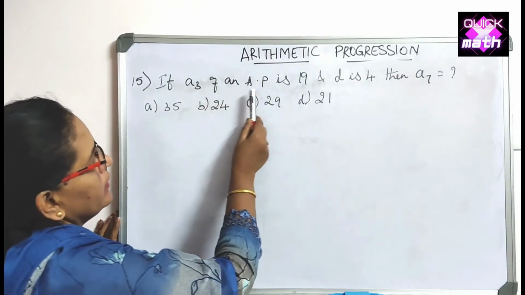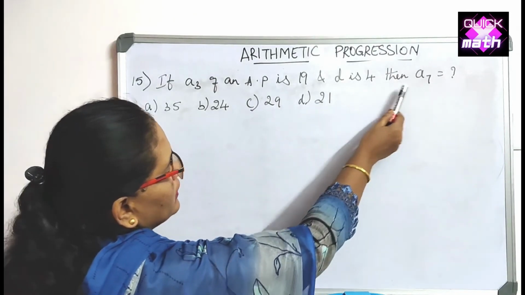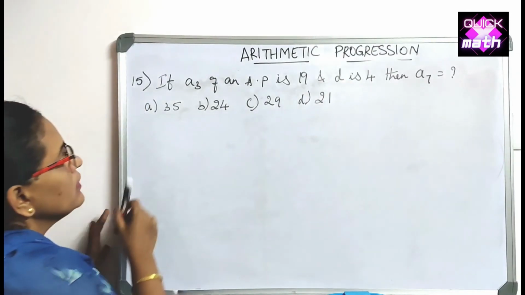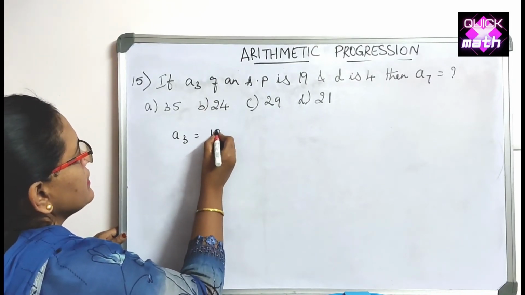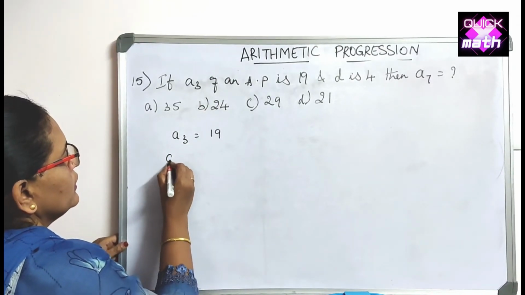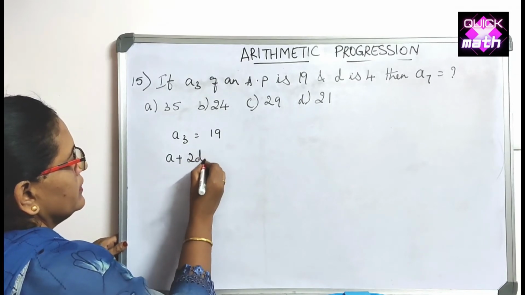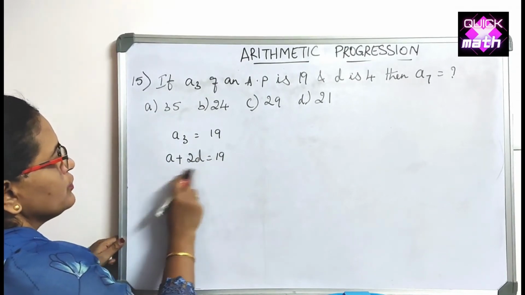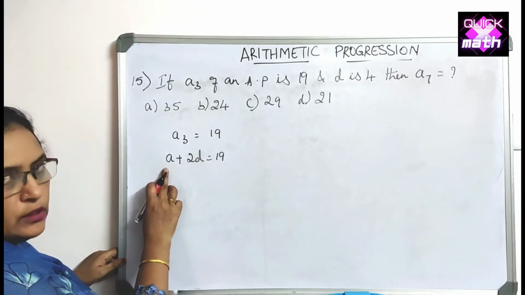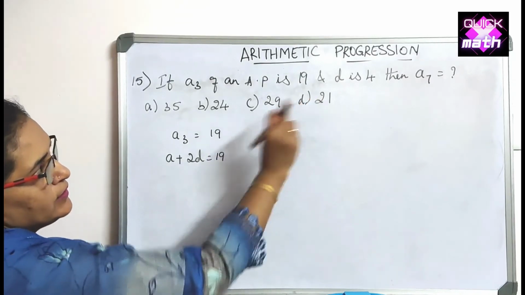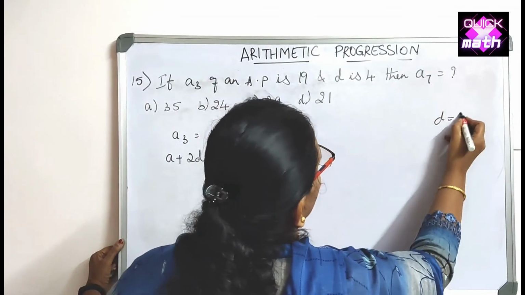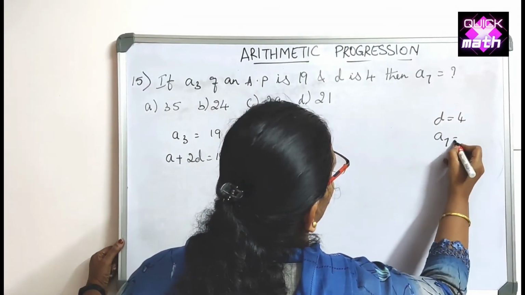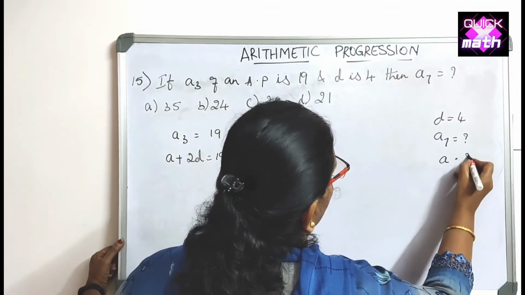Let's solve the next question. If A3 of an AP is 19 and d is 4, then A7 is equal to how much? First of all, they have given you A3. What is A3? It is 19. A3 we know how to write, a plus 2d is equal to 19. To solve this equation we have to find a, and the d value is given as 4.